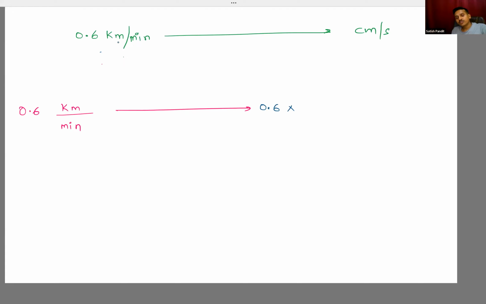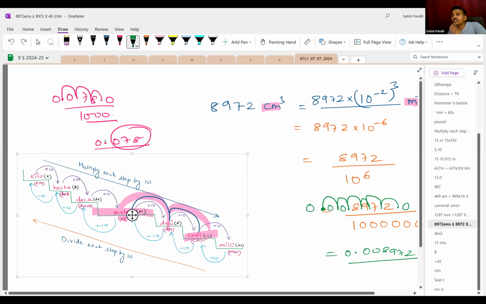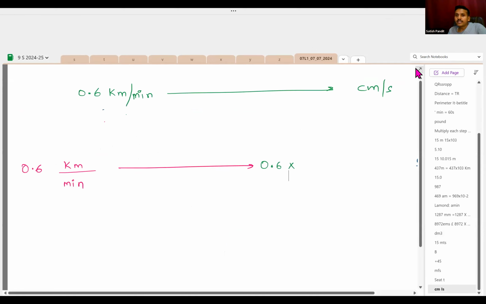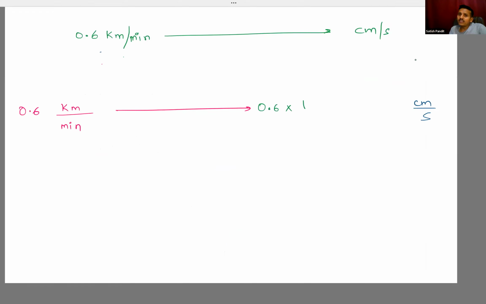All of you listen. You stop writing, just listen. I want to convert 0.6 kilometer per minute to centimeter per second. So 0.6 is a constant, write as it is. Now kilometer to centimeter: look at the table here, you have to take 5 jumps. So 10 to the power 5 will come, which means 1 and 5 zeros.